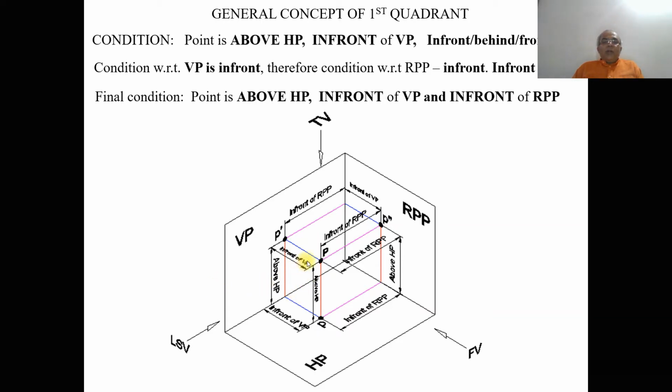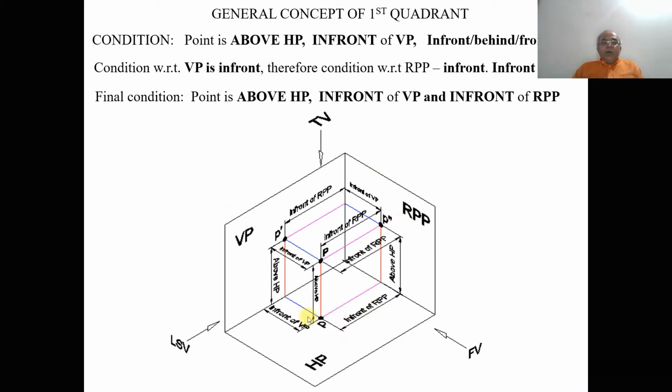When the point is in space, it is always denoted by a capital letter, point P. So the moment we talk about the point capital P, that means the point is in space. What will be the condition of the point with respect to the vertical plane, the horizontal plane and the profile plane? That is what we need to understand.